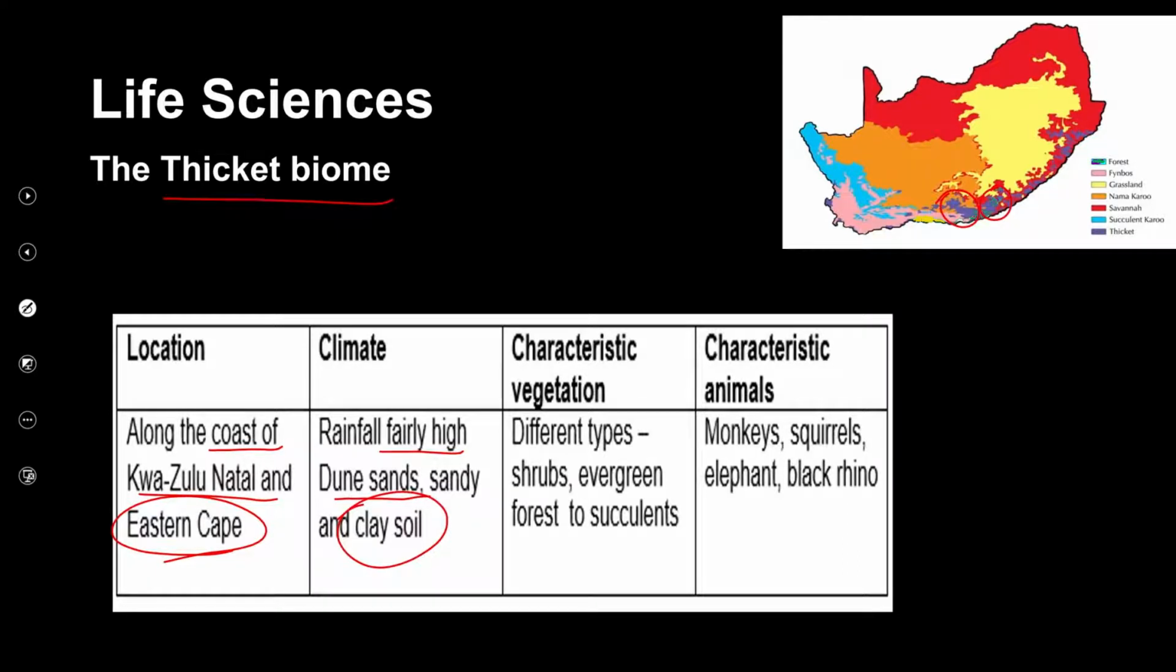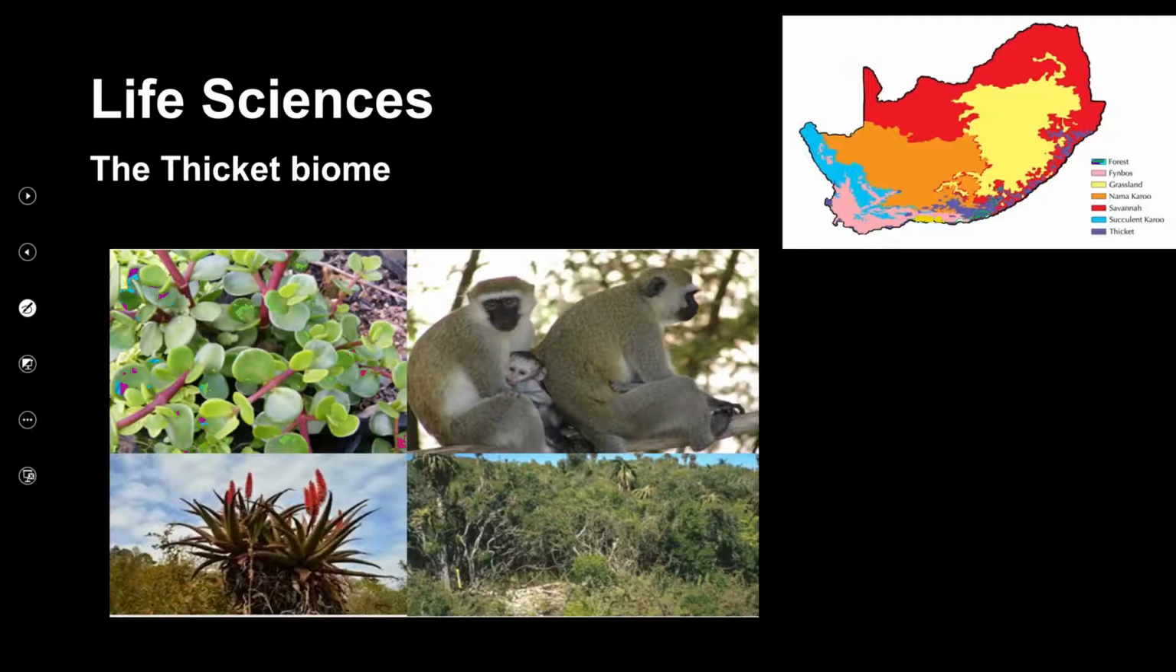There are different types of plants. They're often shrubs, evergreen forest, and succulents that are found. Typically found along these areas are monkeys, squirrels, elephants, as well as your black rhinos. And so as we look at these, these are your succulent plants, and often you find lots of aloes. You find your euphorbia species, which are the thickets and aloes that are growing in these areas, and they're often home to monkeys that have enjoyed the type of vegetation and the flowers and the fruits in these areas.